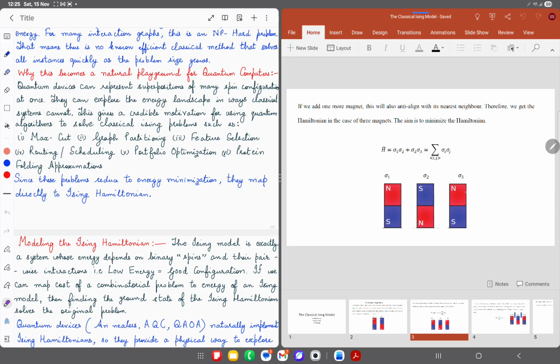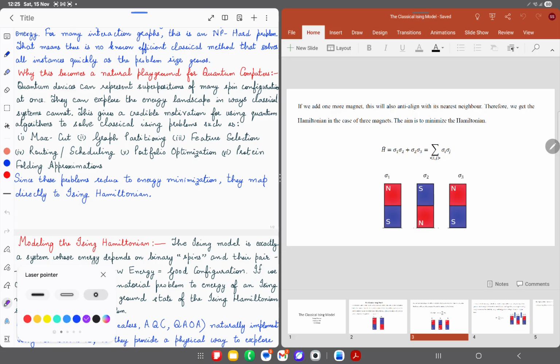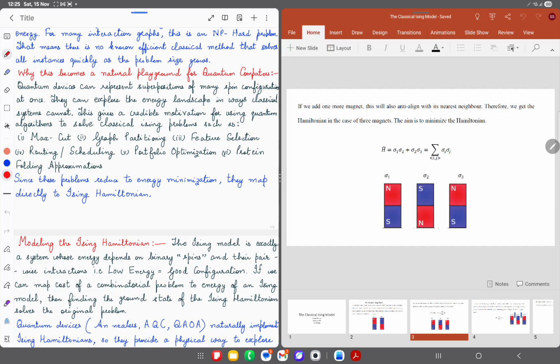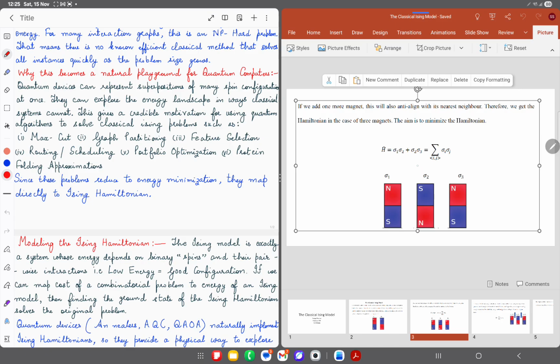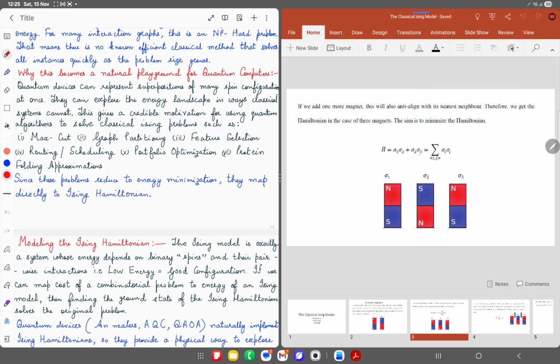Now let us introduce a third magnet, and its spin is defined by sigma 3. The third magnet will interact with the second magnet, which will interact with the first magnet. So two terms will come into existence: one is sigma 2 sigma 3, and the other is sigma 1 sigma 2. You have these two terms because of the interaction of the magnets with their neighbors.